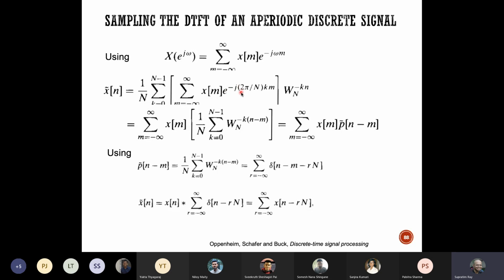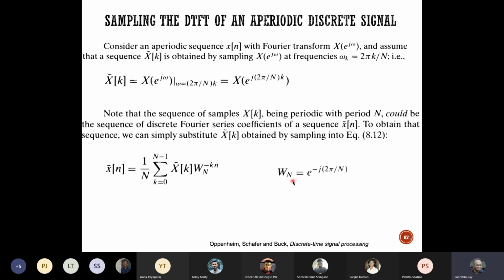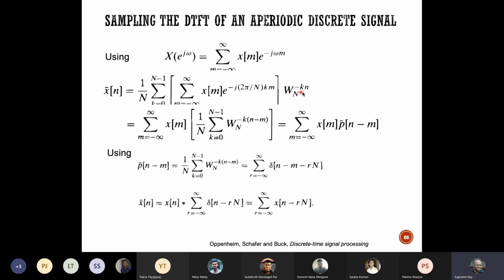I'm just writing e to the power minus j 2 pi by N as W_N, and I'm just putting all the W_N terms together, and there's a double summation here. So I take this summation here, over m, and this whole summation here is over k. Okay, is this fine? This is the only tricky step here. This is okay, right? If this is confusing, let me know.